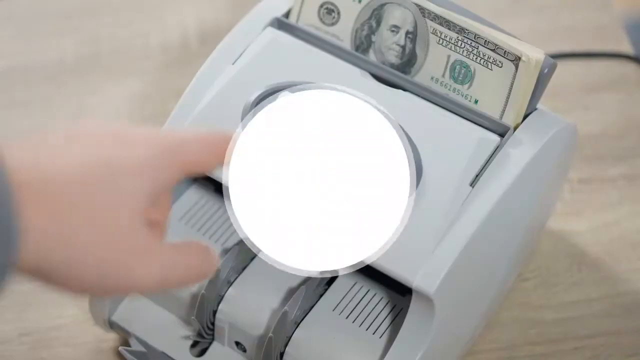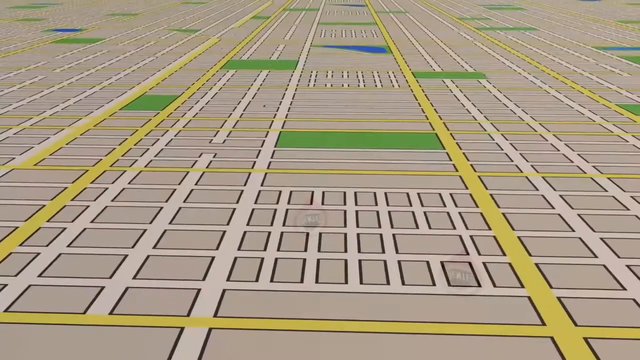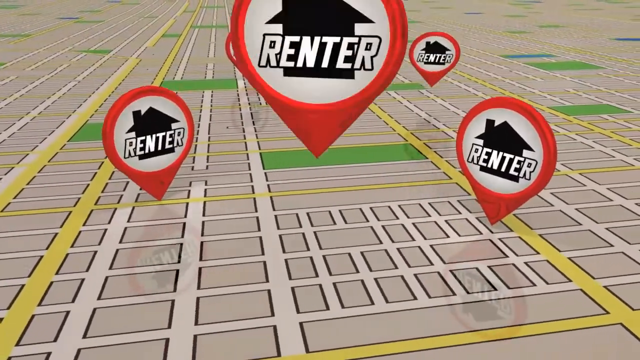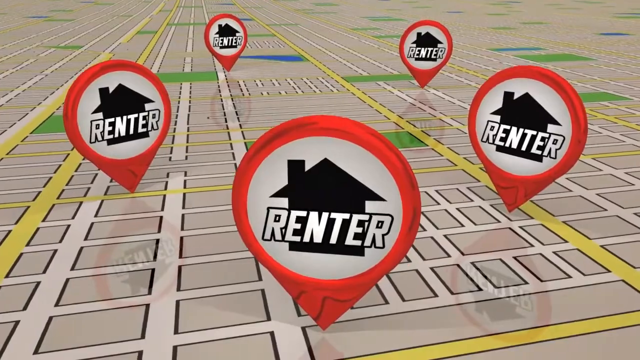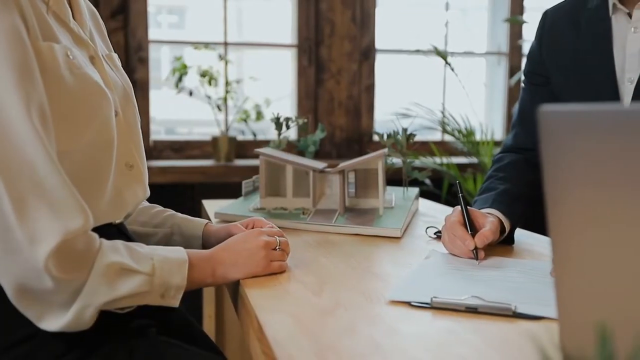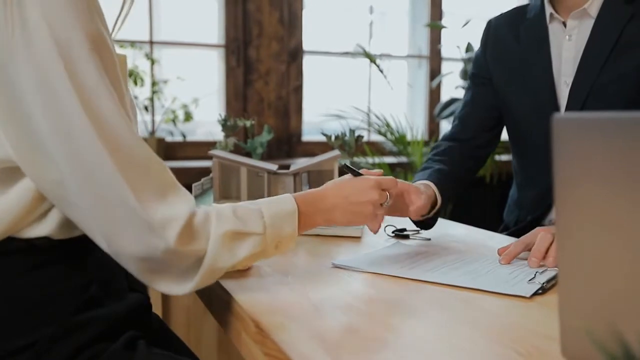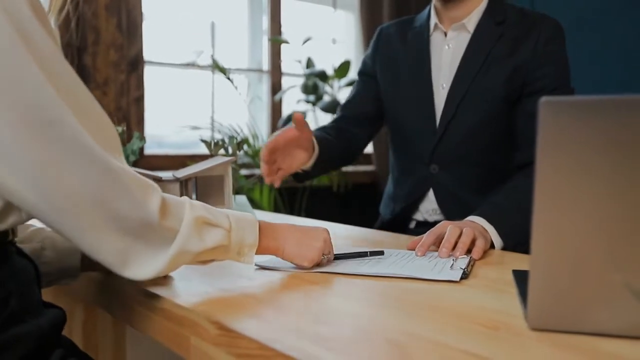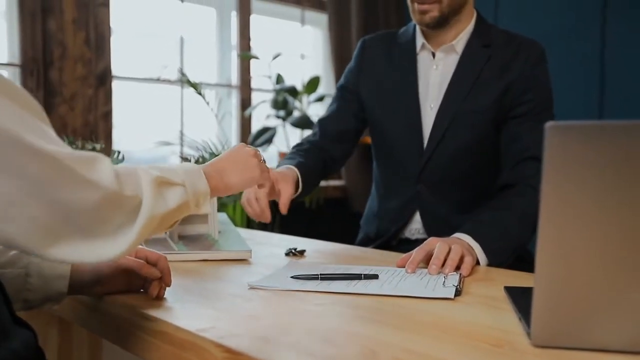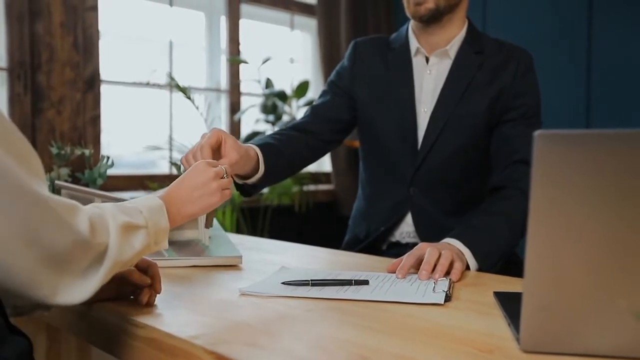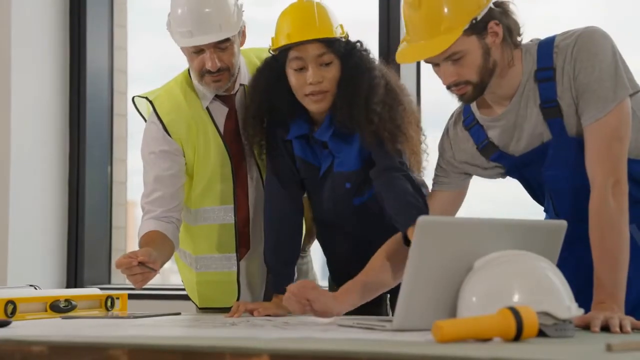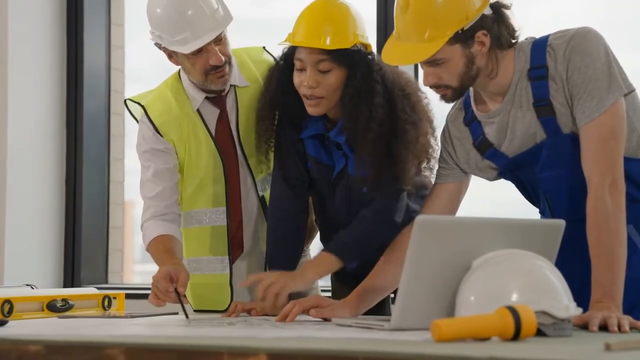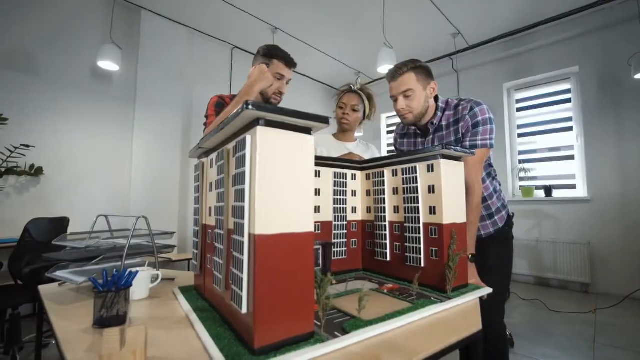Now, let's discuss some popular ways to generate passive income. Remember, these are just but a few examples and there are many more possibilities out there. Number 1. Rental properties. Investing in real estate and renting out properties is a classic example of passive income. By purchasing a property, you can earn regular rental income without actively working for it. Of course, managing the property or hiring a property manager will require some effort, but it's still considered a form of passive income.